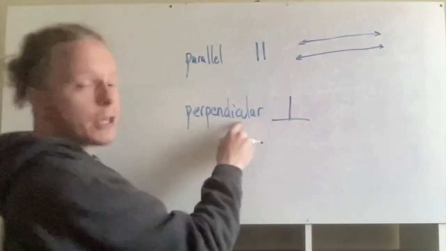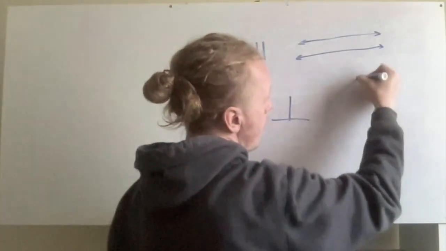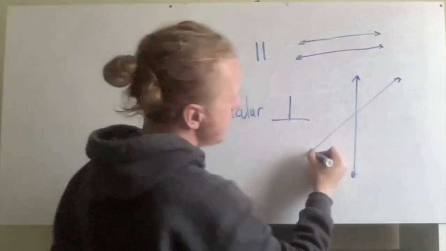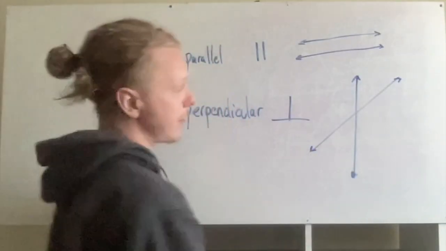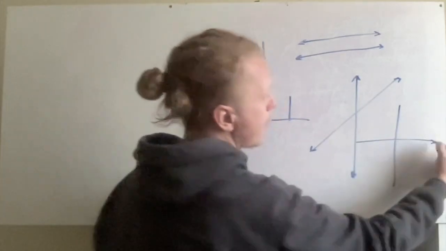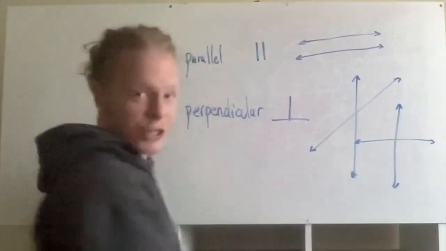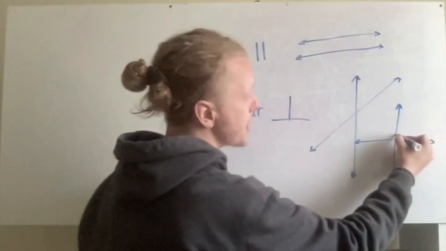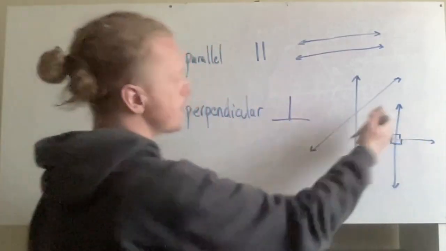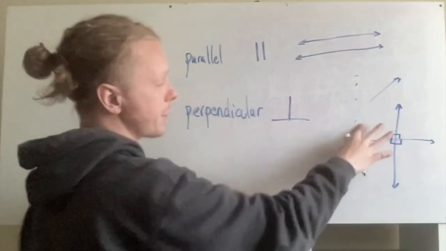Perpendicular lines intersect at right angles. So these two lines are not perpendicular, because this is not a right angle. But when we have two lines making a perfect cross, like a four-way intersection, we have 4 right angles. So these two lines here are perpendicular. Remember, this line is not perpendicular.